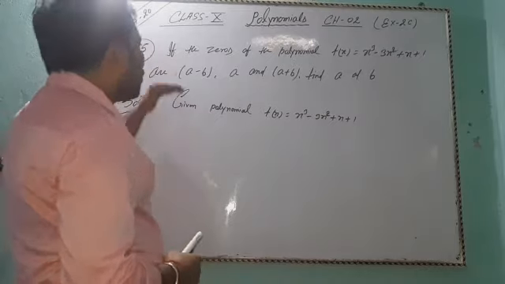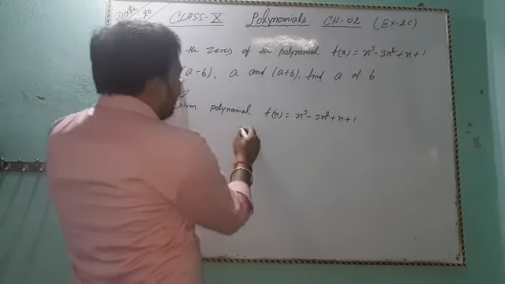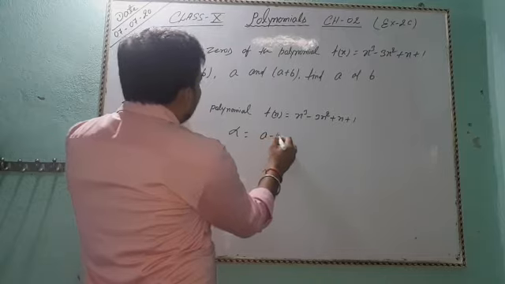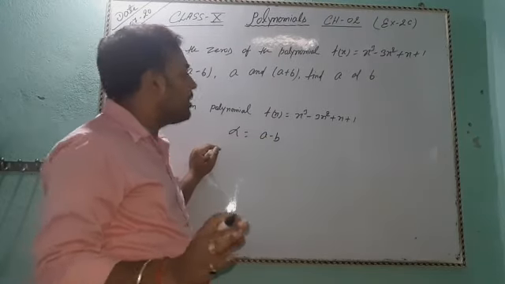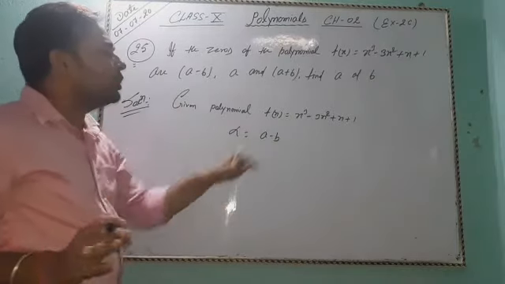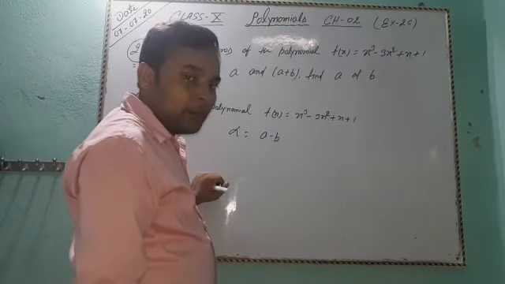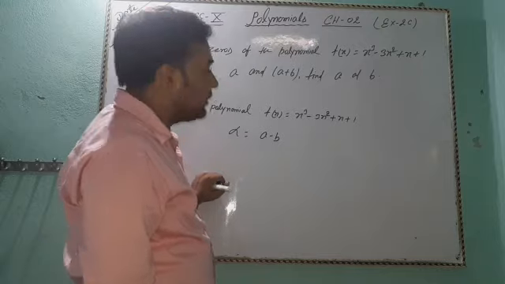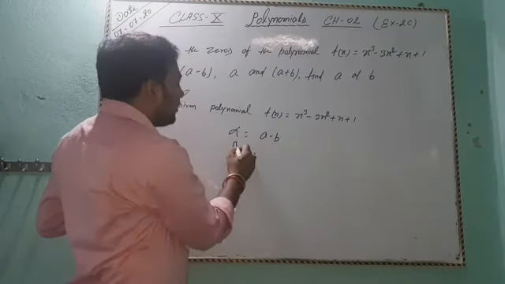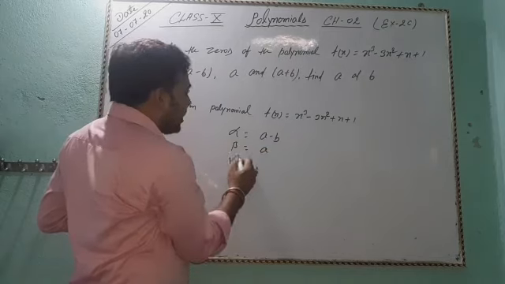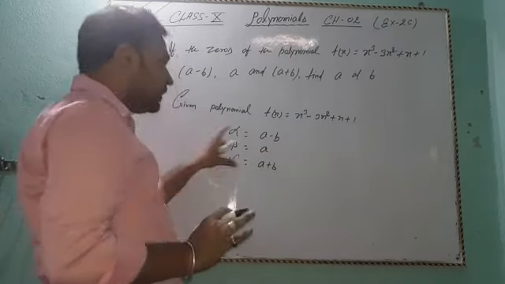And all zeros are given. Let alpha, beta and gamma are the 3 zeros of this given polynomial. So alpha equal to a minus b, beta equal to a and gamma equal to a plus b are given. Okay, all are given.